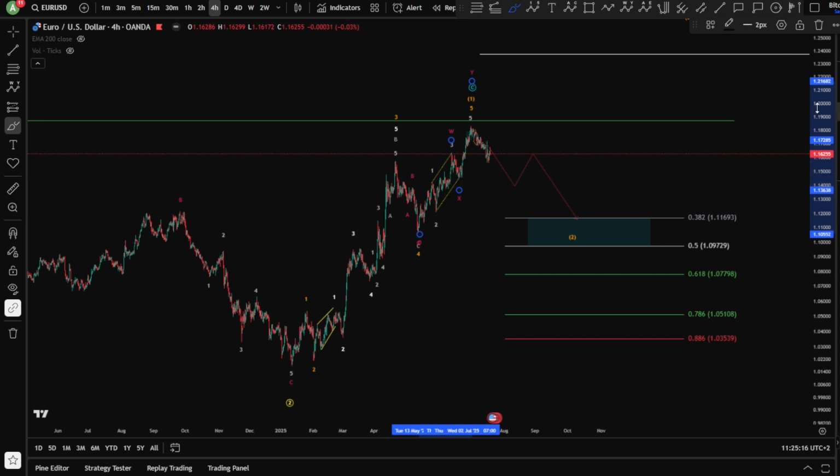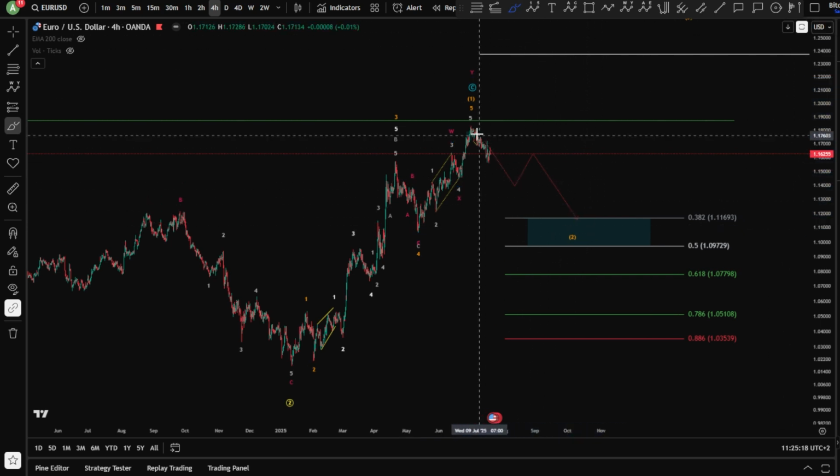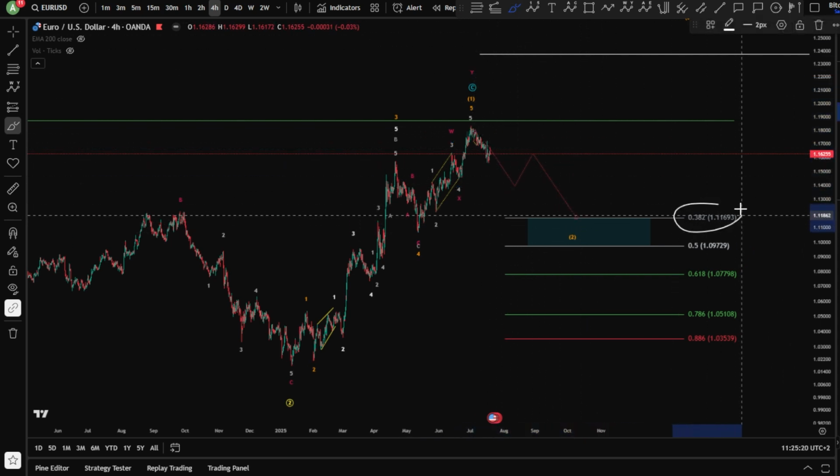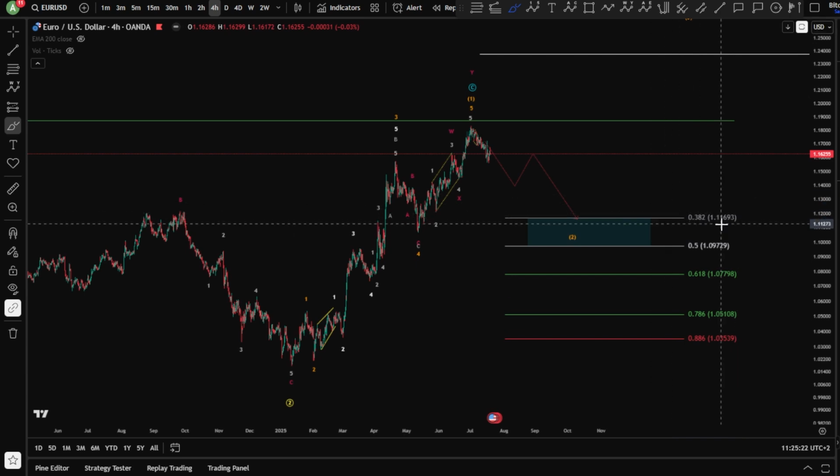So I believe that in all case scenarios, we're moving toward the downside. We need a three-wave structure. I believe the 0.38 is the next level, 1.11 dollar for the euro.